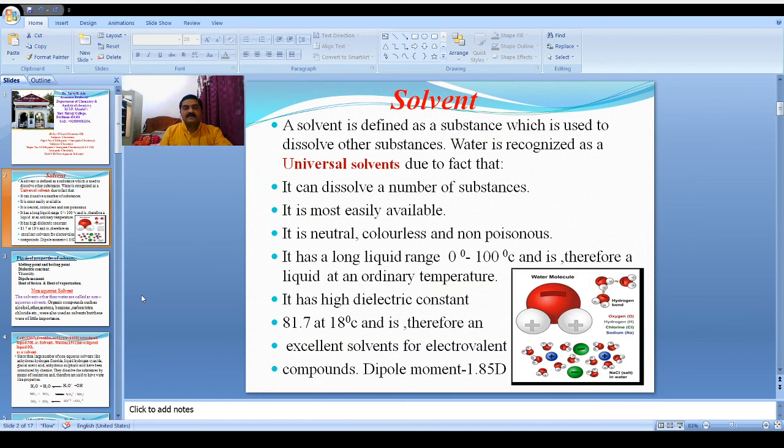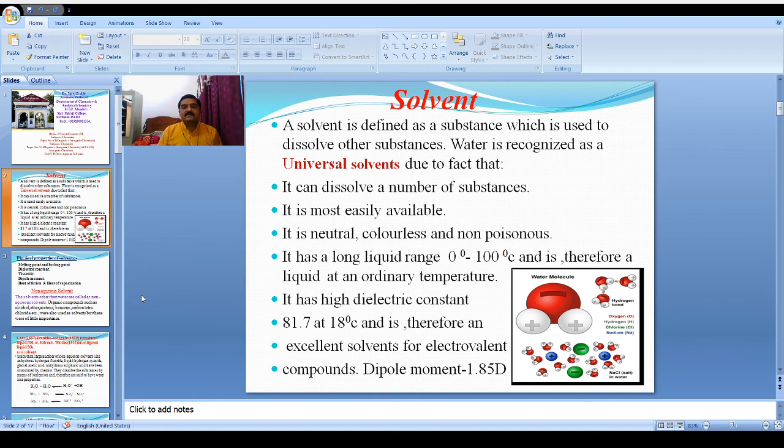So let us start the unit non-aqueous solvent. First we know what a solvent is. A solvent is defined as a substance which is used to dissolve another substance. You know very well, water is recognized as the universal solvent. Why is water called a universal solvent? Due to the following factors.